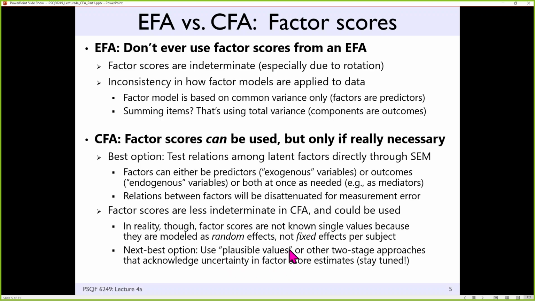Is it NAEP? Is that the one I'm thinking of that has plausible values? Folks in ed? That's the one. Does PISA do that? Yeah. PISA does that too? Which one? TIMSS? That's the one I was thinking of, yeah.